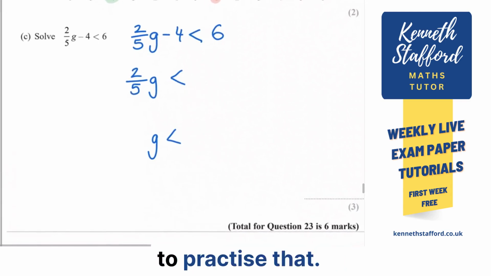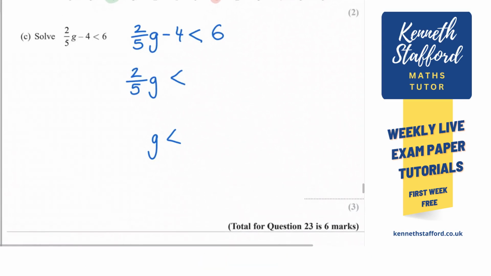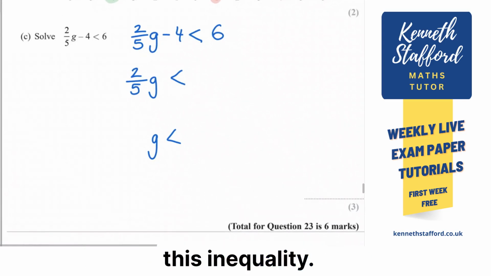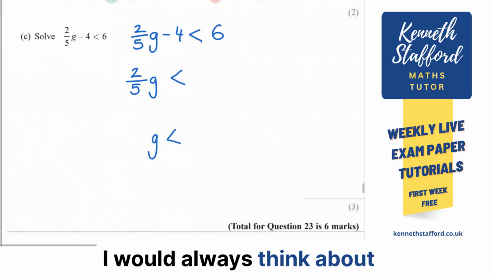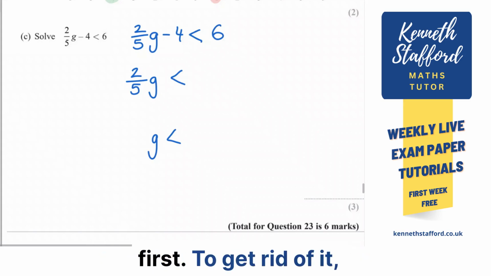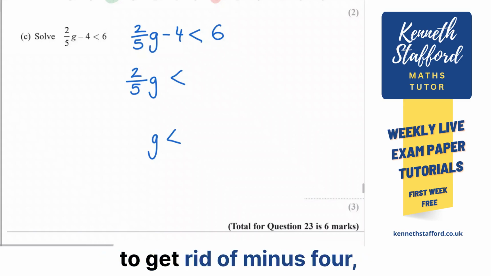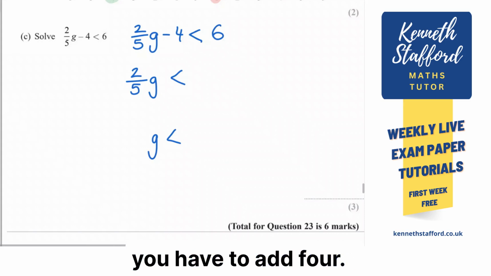Really nice question to practice that. There's lots of nice worksheets on that. Part C, we've got to solve this inequality. It's not the nicest inequality. I would always think about dealing with the minus 4 first to get rid of it. To get rid of minus 4, you have to add 4. 6 add 4 is 10.